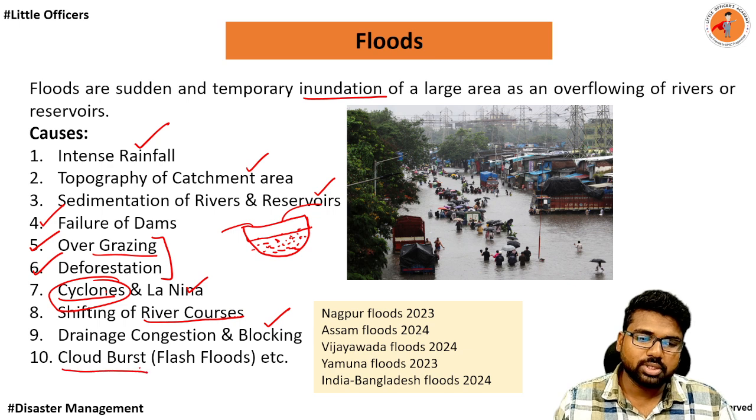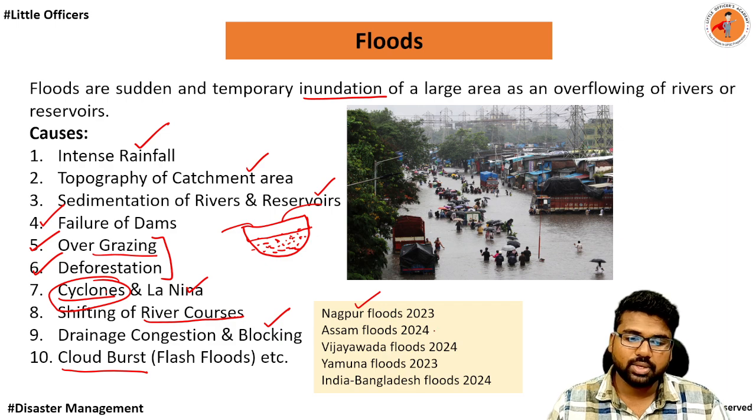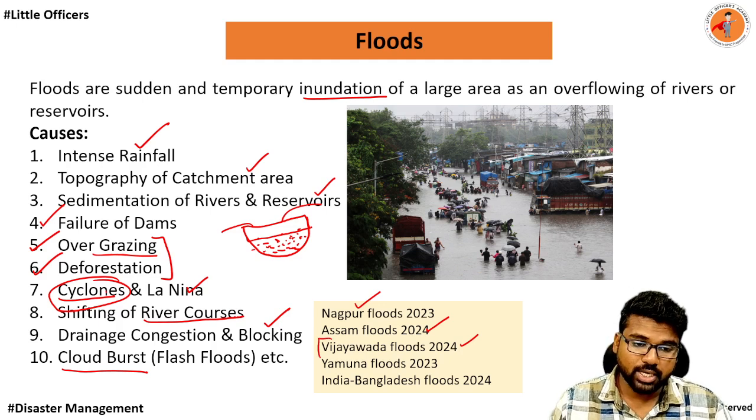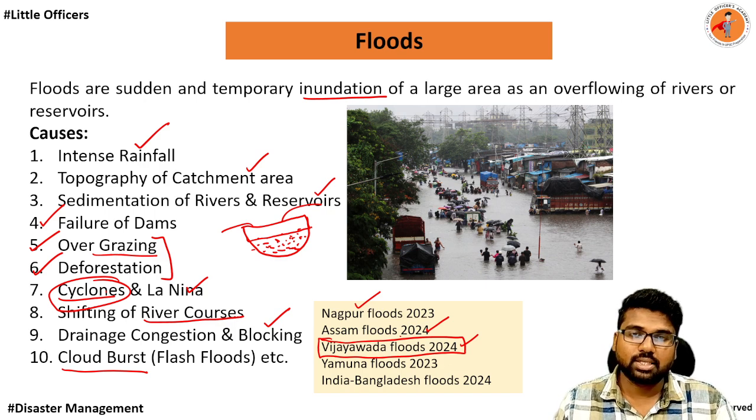And then cloudburst, which can lead to flash flood situations, etc. Now, what are the recent occurrences which are worth mentioning? See, Nagpur floods 2023, Assam floods 2024, Vijayawada floods. Who can forget this? This became national news, the kind of massive impact that they had.